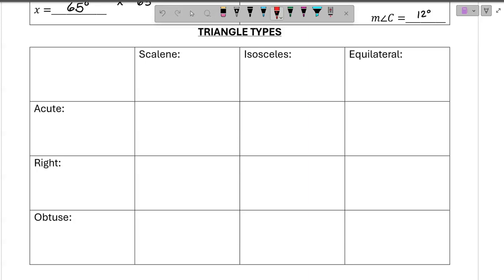So we'll start across the top. A scalene triangle is a name of a triangle with no equal sides or angles, meaning all three sides are different lengths and all three angles are different measures.